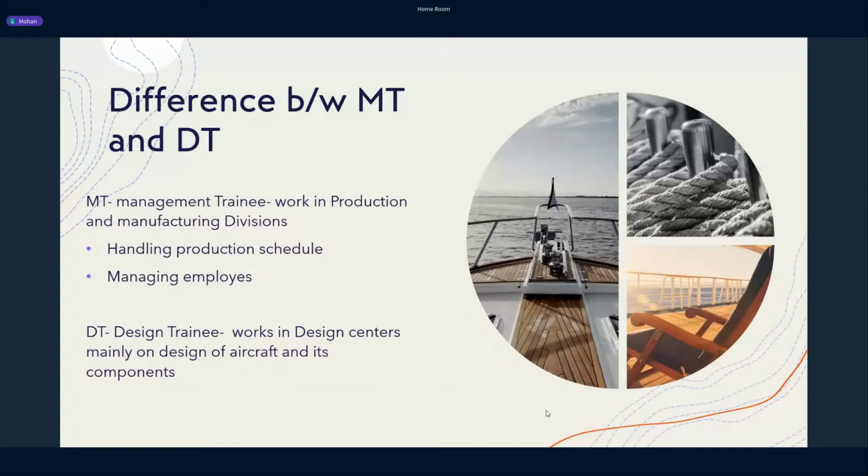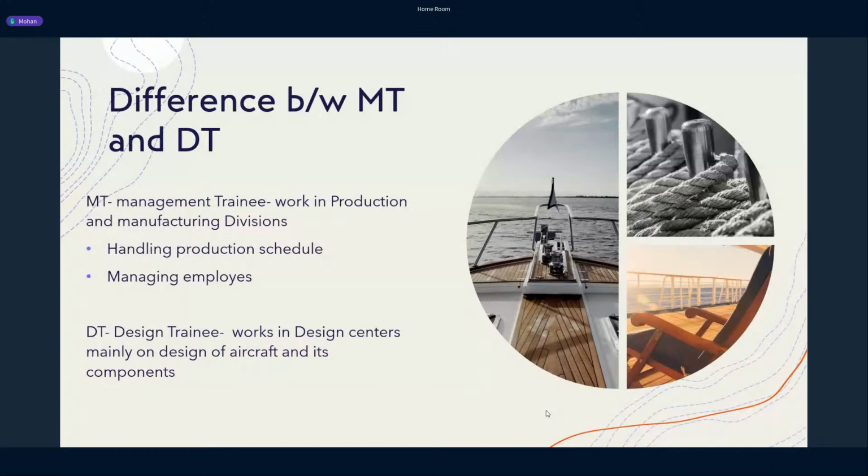A design trainee is an engineer, a design engineer, and they work in design centers. Design centers design the aircraft and its parts, before production or after production also. Some changes might be needed, and that also they will do as a design trainee. This is the main difference between MT and DT.